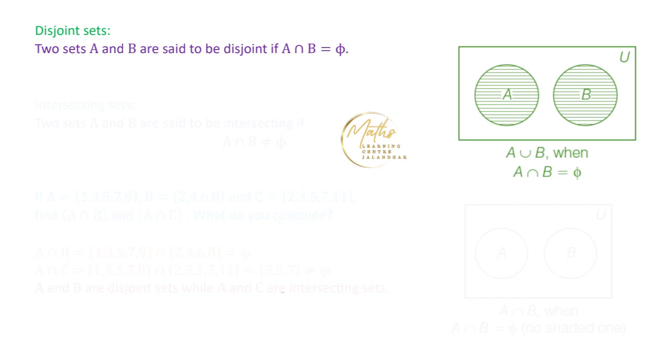We are saying that we have two sets. One is the set A, we have another set B. So when we are talking about A intersection B, clearly there is no common element between these two. So in this case A intersection B is equal to the empty set. It means these two sets are disjoint sets.